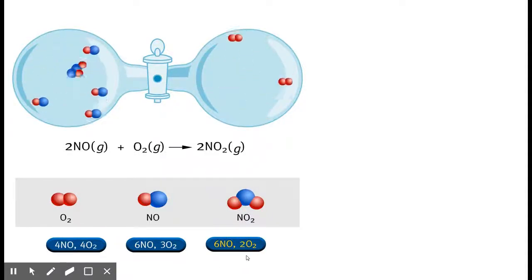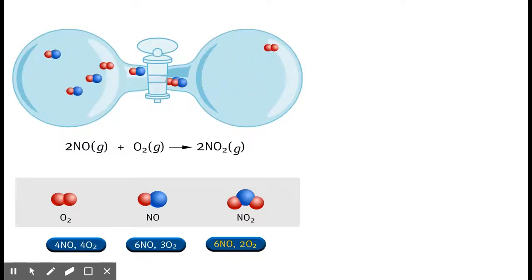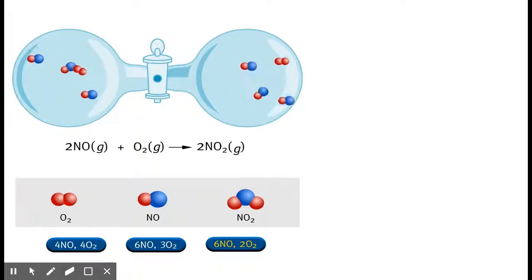Nitric oxide and oxygen gas are reacted in a 3-to-1 mole ratio. There are 6 molecules of NO in the left bulb and 2 molecules of O2 in the right bulb. The valve separating the bulbs is opened, allowing the gases to mix. The reaction occurring is 2NO plus O2, producing 2NO2. 2 molecules of O2 are reacting with 6 molecules of NO.